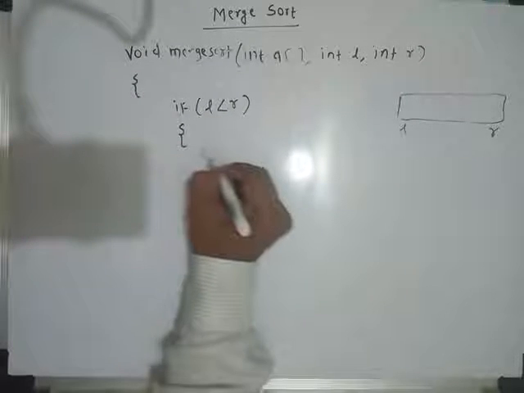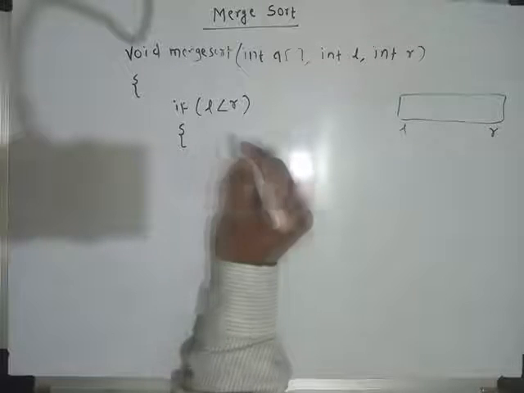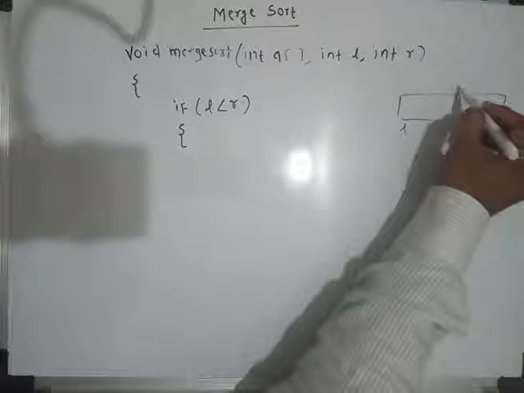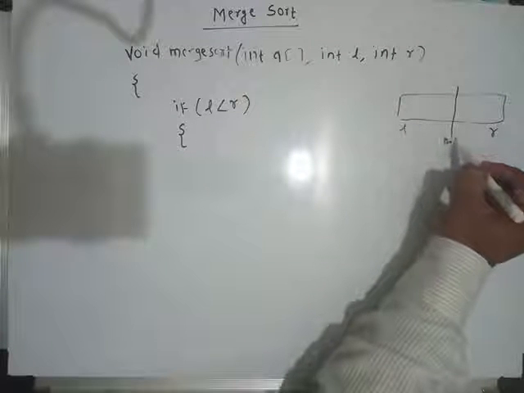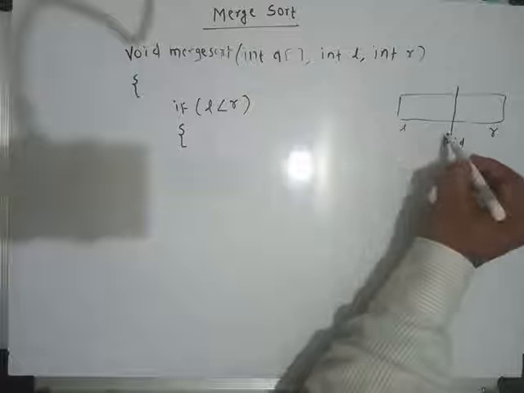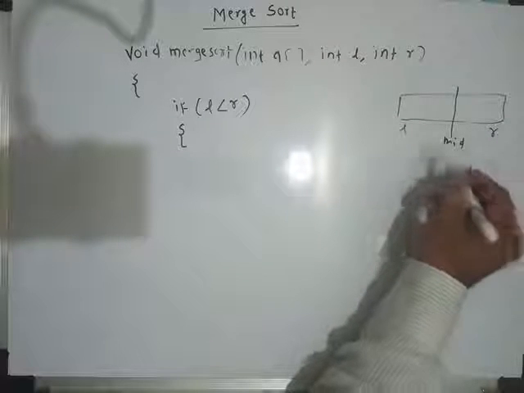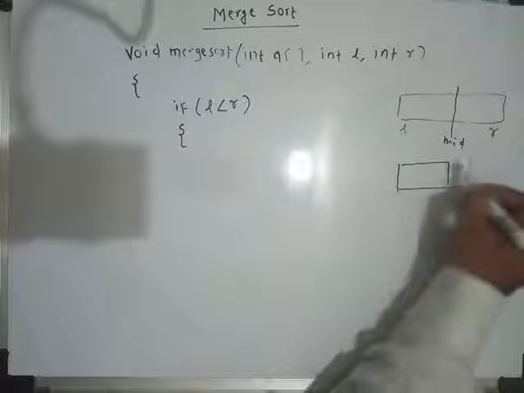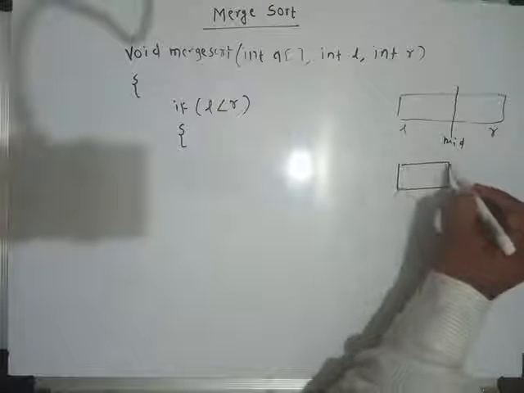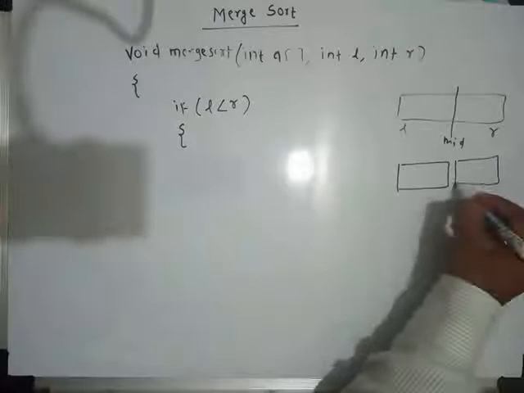If it is so, what we'll be doing here is simply, in merge sort, we find the center of this array, right? And we'll say this is my mid. So from L to mid will be my left part, from mid plus 1 to R will be my right part. I'll be recursively sorting this left part from L to mid, and then the right part, right?